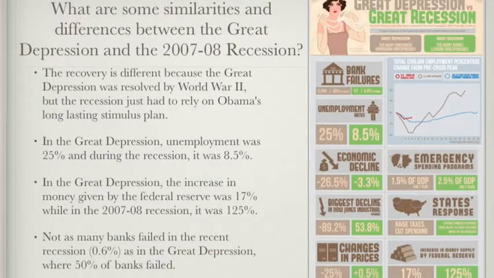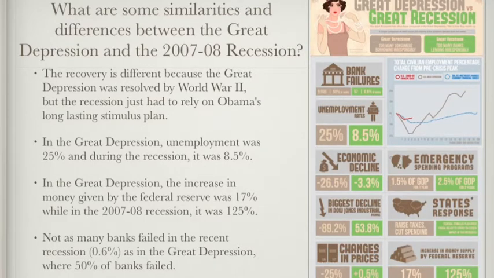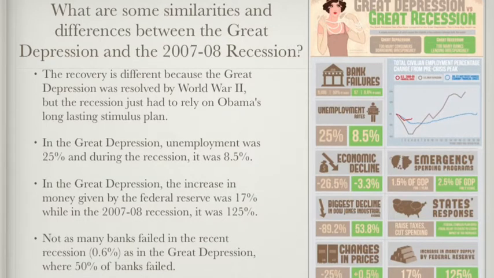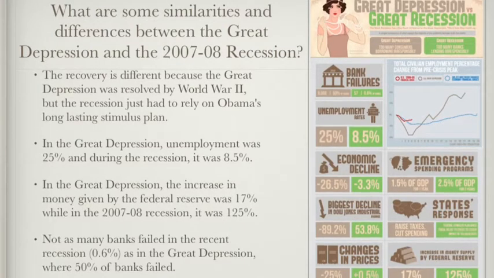The recovery is different because the Great Depression was resolved by World War II, but the recession just had to rely on Obama's long-lasting stimulus plan. In the Great Depression, unemployment was 25%, and during the recession, it was 8.5%. In the Great Depression, the increase in money given by the Federal Reserve was 17%, while in the 2007-2008 recession, it was 125%. Not as many banks failed in the recent recession as in the Great Depression, where 50% of banks failed.